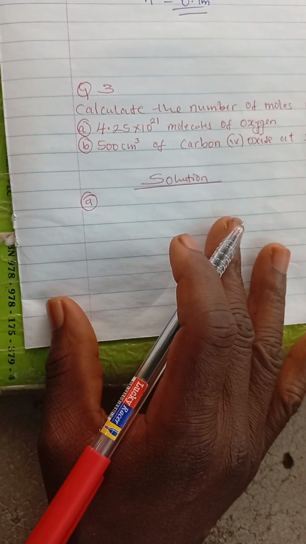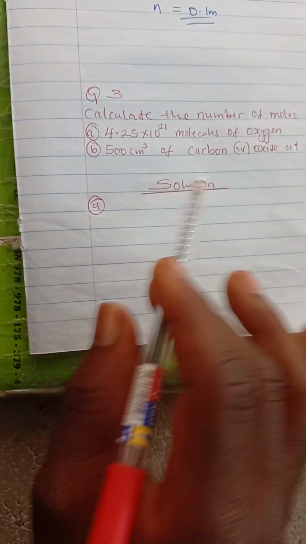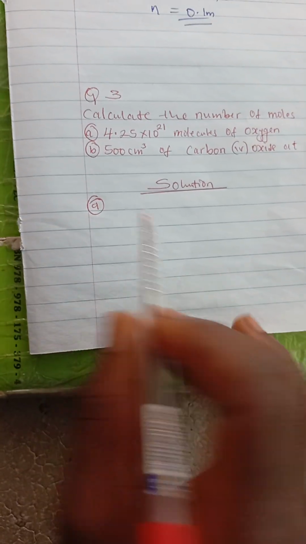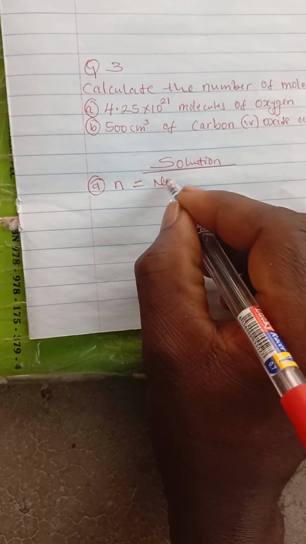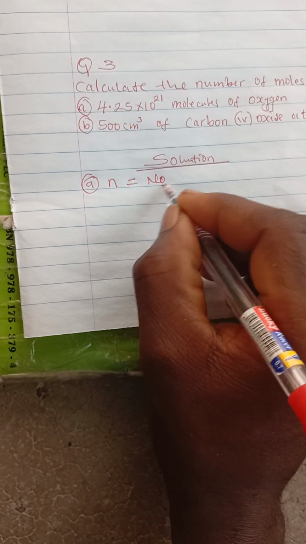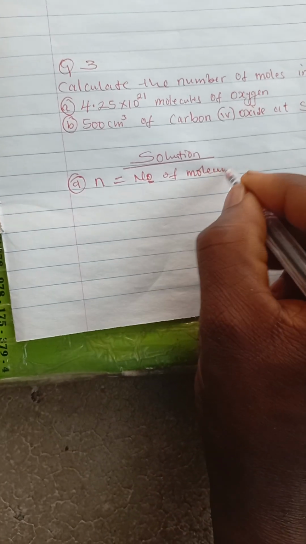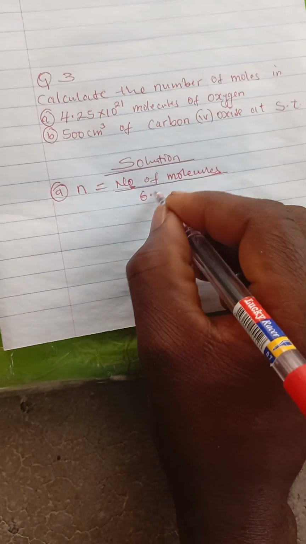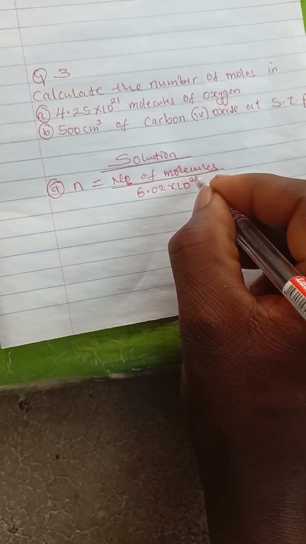For the A part, the first thing that we are going to do is the formula for this. It is not the same as the other one. I don't know if you can still remember Avogadro's constant, but the formula is: number of moles is equal to number of molecules all over Avogadro's constant, which is 6.02 times 10 raised to the power of 23.